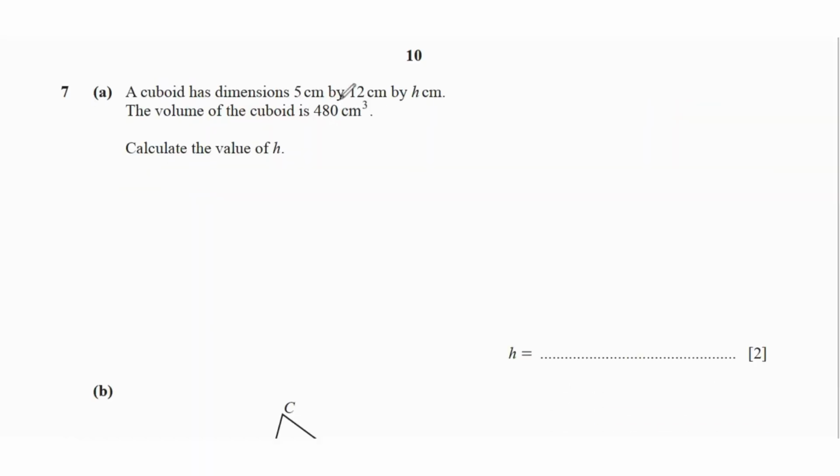The cuboid has dimensions 5 centimeters by 12 centimeters by 8 centimeters. The volume of the cuboid is 480 centimeters cubed. Calculate the value of H. So volume equals length times width times height. So 480 divided by 60, and it's going to be 8 centimeters. That is your height.